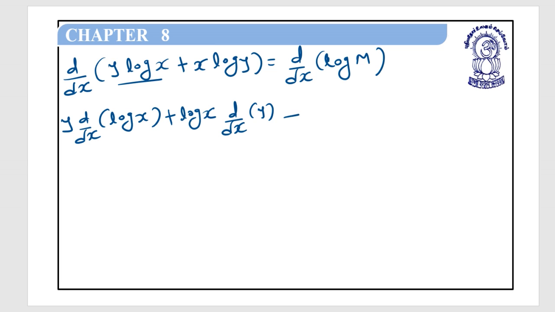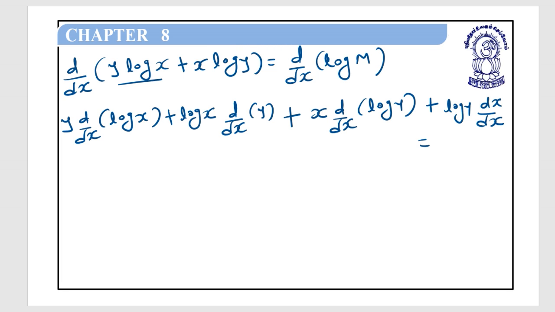Same for the x into log y plus x: it is d by dx of log y plus log y as it is dx by dx. Constant term, log m is constant, so 0. Okay. So y d by dx of log x: there is a formula of log x. Differentiation of log x is 1 upon x.